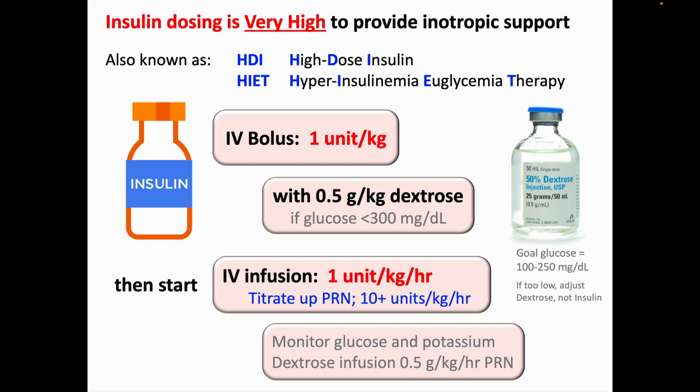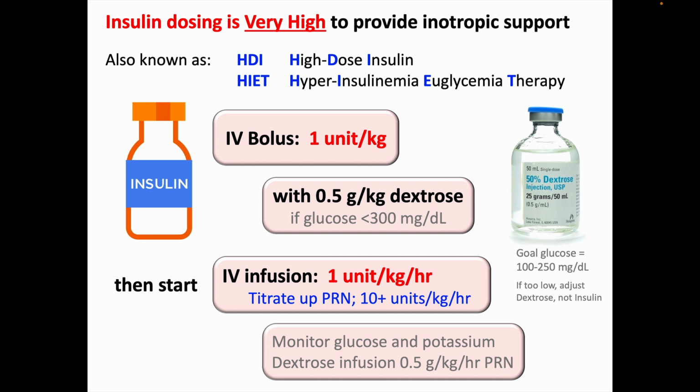These patients are all going to the ICU anyway, but they're going to need frequent glucose checks, potassium monitoring, continuous hemodynamic monitoring, etc. The goal glucose level is 100 to 250 milligrams per deciliter. If the glucose level dips, you adjust the dextrose rather than decreasing the insulin, since we're needing the insulin for its inotropic effect. So now you know why it's called high-dose insulin, because the rates will be several dozens or even hundreds of units of insulin per hour.